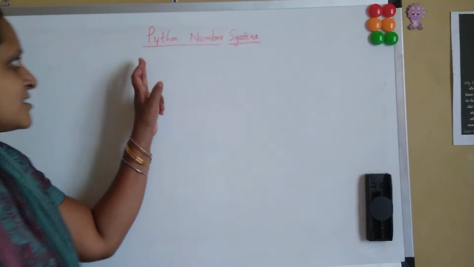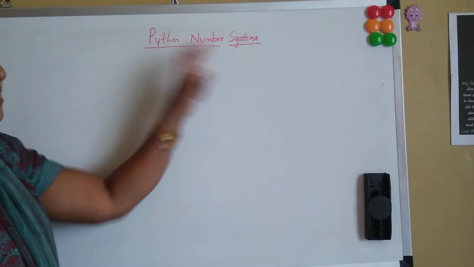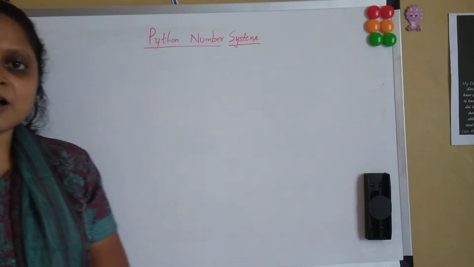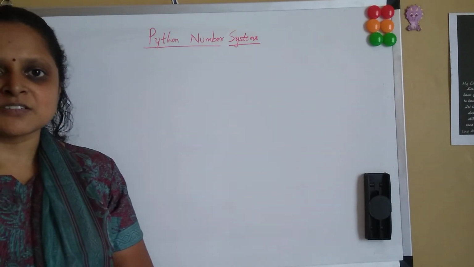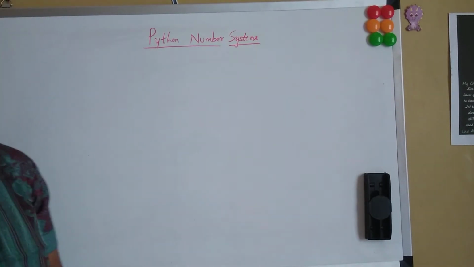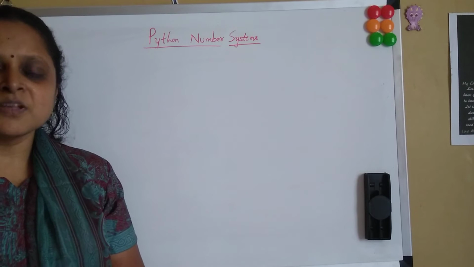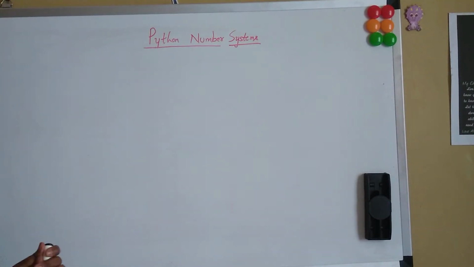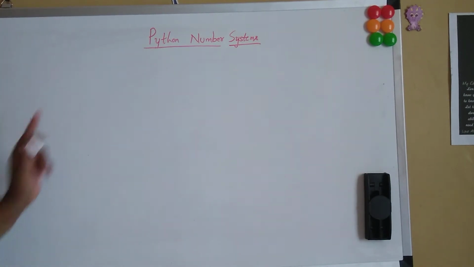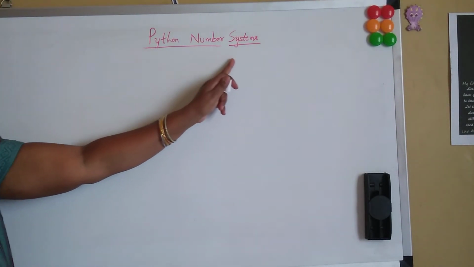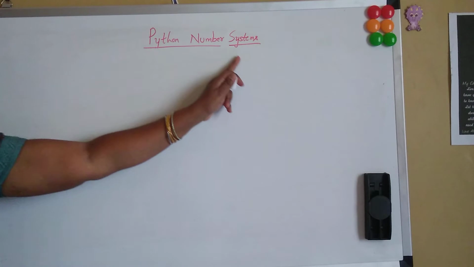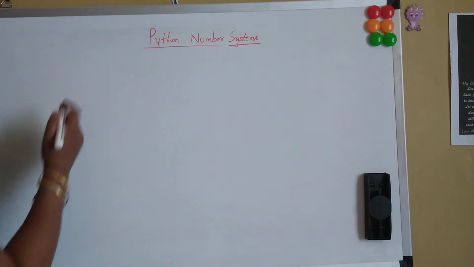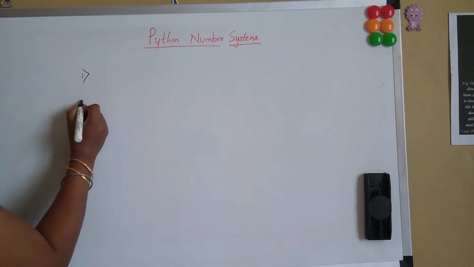In today's session, let's cover the Python number system. As you are aware, there are many number systems. To name a few of them are the decimal number system, the binary number system, the hexadecimal number system, octal number system. And today let's see what all number systems Python supports. So Python basically supports 4 number systems.